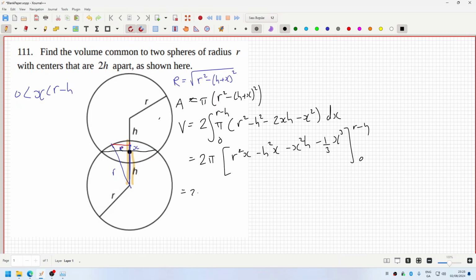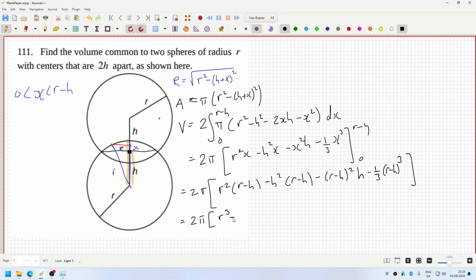So that would be 2 pi times R squared times (R minus H), minus H squared times (R minus H), minus (R minus H) squared H, minus 1/3 (R minus H) cubed. And then X is 0, so it's just that.